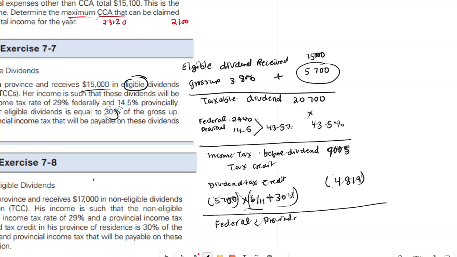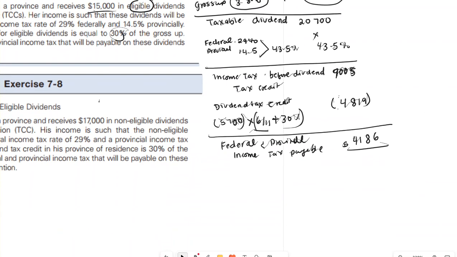The federal and provincial tax that this individual will pay to the government will be the difference between the two. That will be your federal and provincial income tax payable, which is 4,186. In this case, if it's eligible, your gross up amount is different, and your tax credit is different. These are the two amounts that can change.